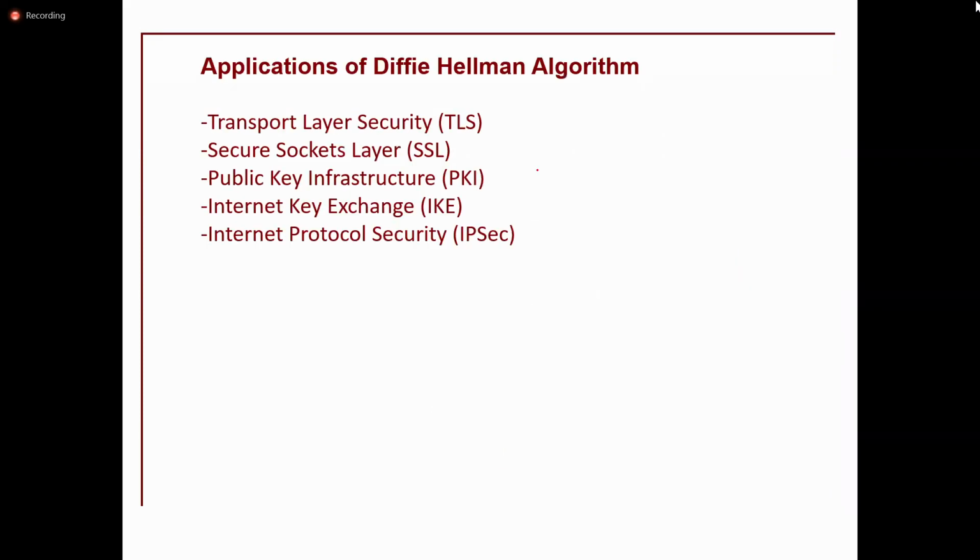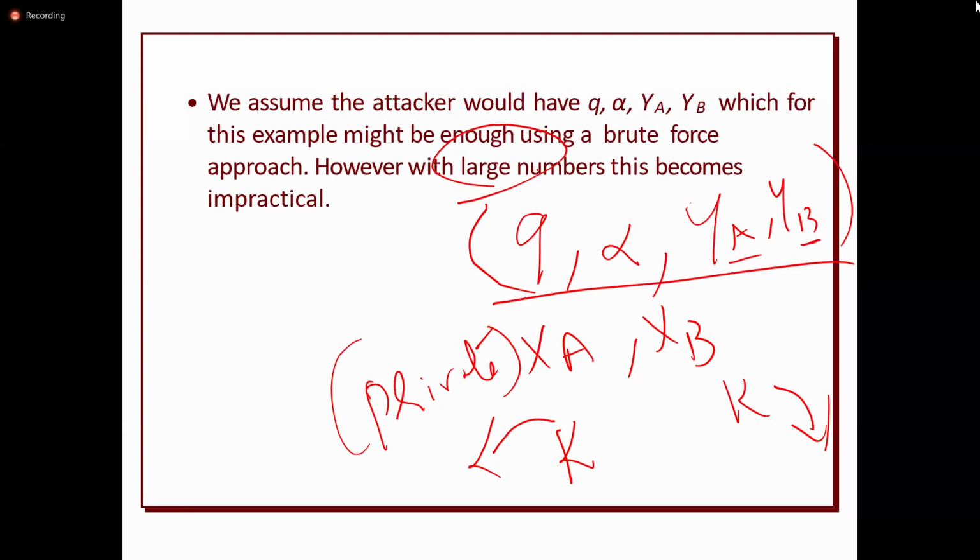Where exactly is the Diffie-Hellman algorithm used? It is used in the transport layer of the OSI model, in secure circuit layers, public key infrastructure, internet key exchange, and internet protocol security, which is a network layer protocol. IP is a network layer protocol, right? So it will be used in all these applications. This is the Diffie-Hellman key exchange protocol, which is a public key algorithm.